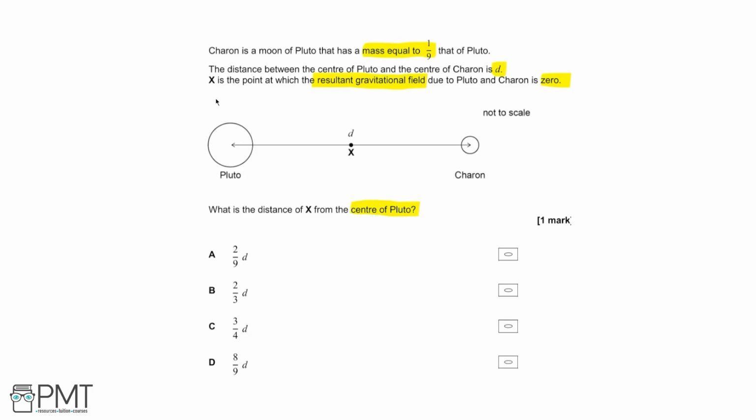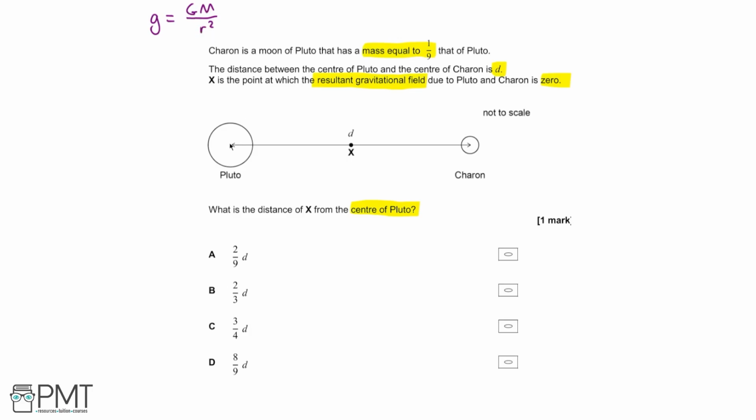In order to do this question, we need to consider the definition of the gravitational field strength. Specifically, that for a source mass m, the gravitational field strength at a distance r from the center of that object, as long as you're outside the object, is G times m divided by r squared. So m is the mass of the body, r is the distance from the center of that body, provided you're outside it, and G is Newton's gravitational constant.